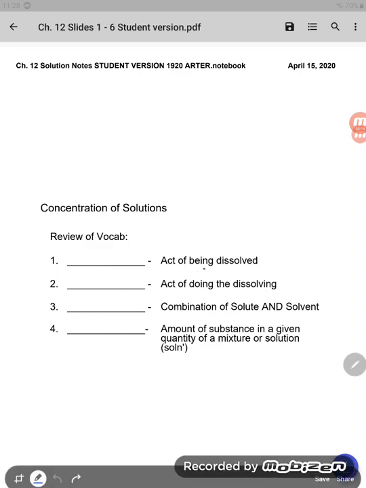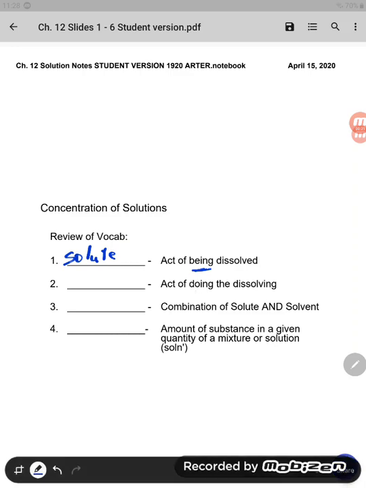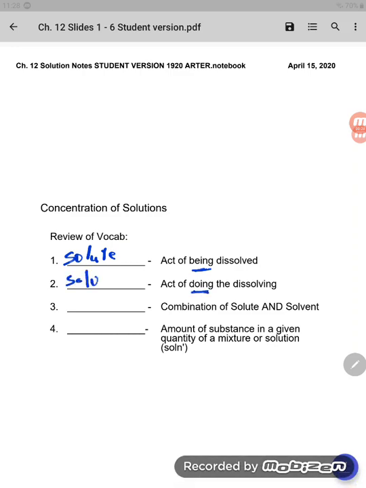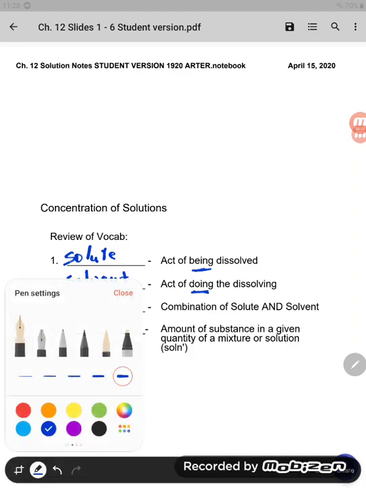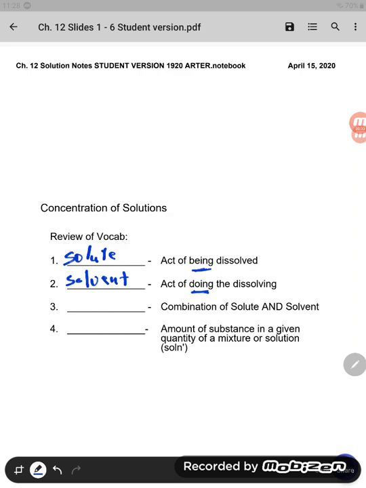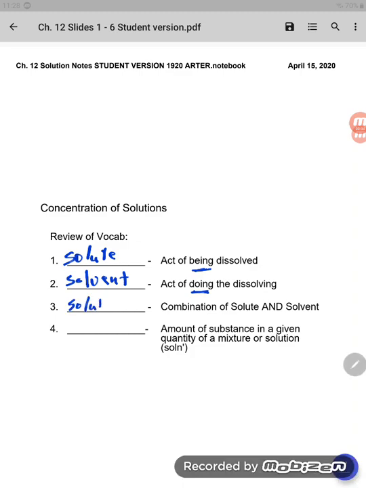As we look at something being dissolved, we call that a solute. And the thing that's doing the dissolving, that's the solvent. For us, most of the time, the solvent is water, and that makes it nice, easy to keep track of. Not always the case, but just general terms there. As we combine a solute and a solvent, we call that a solution. That's something that we've heard of before, and a solution is also known as a homogeneous mixture. So that's some review vocab for you.